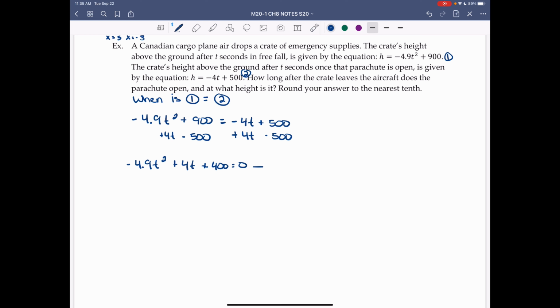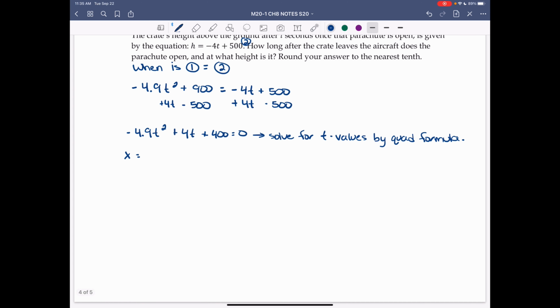So now we need to solve for our t values by quadratic formula. We have our quadratic formula is x equals negative b plus or minus the square root of b squared minus 4ac all divided by 2a.